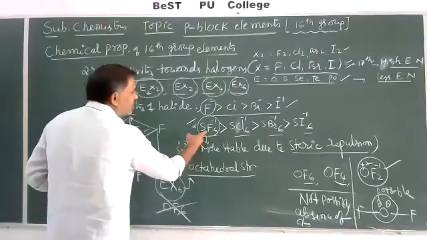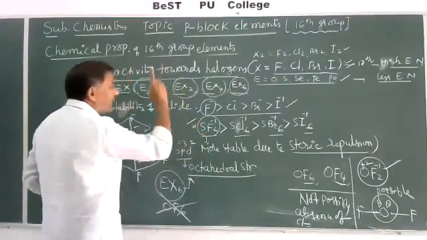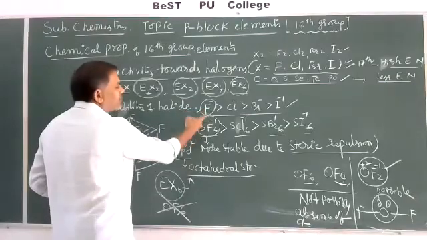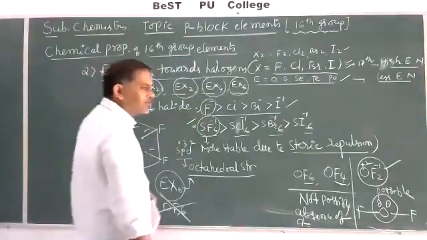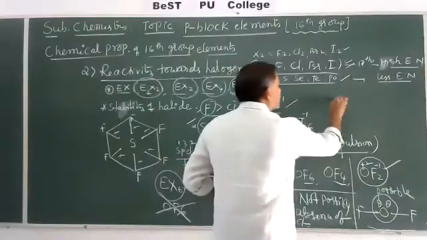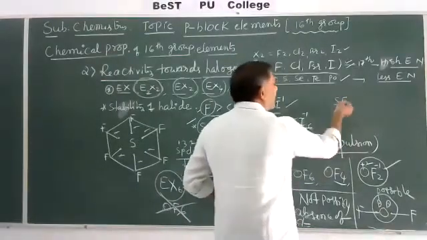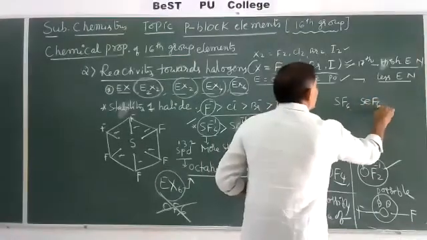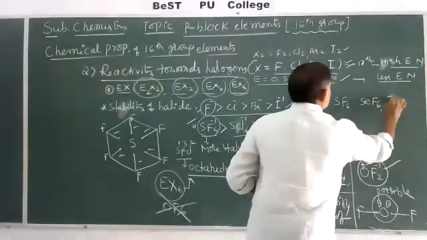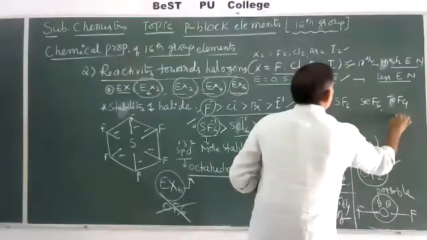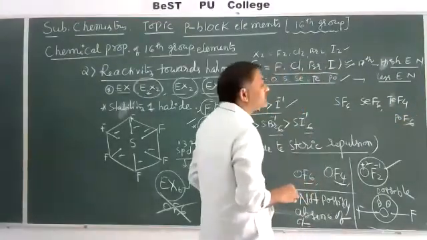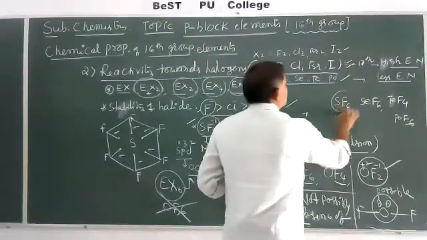Among all these, the more stable one is this. If they give an objective examination, these related compounds, which is more stable? For example, if they give SF6, SeF6, TeF6, PoF6, maybe it will ask which is more stable. SF6.